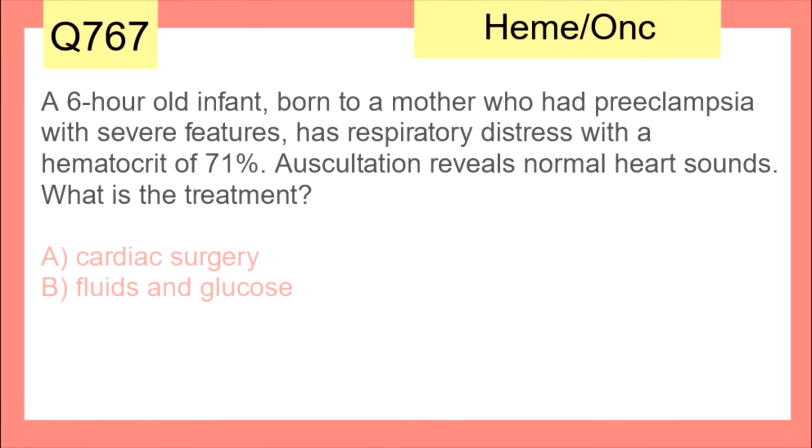Question 767, a 6-hour-old infant born to a mother who had preeclampsia with severe features has respiratory distress with a hematocrit of 71%. So this is a polycythemia. Auscultation reveals normal heart sounds. What's the treatment? So it's not cardiac surgery because the heart sounds are normal. We want to give fluids and glucose in this polycythemia.